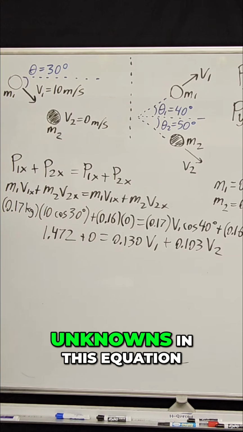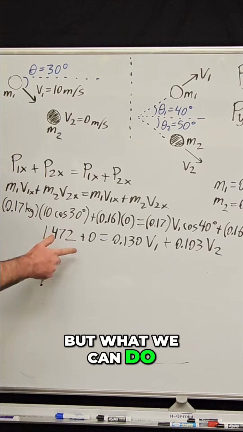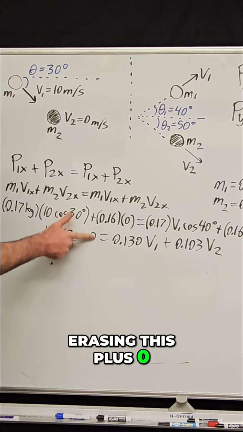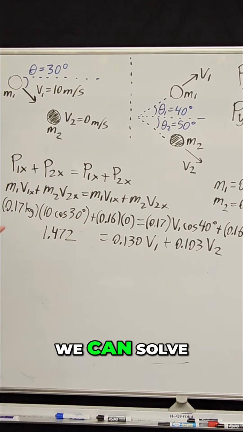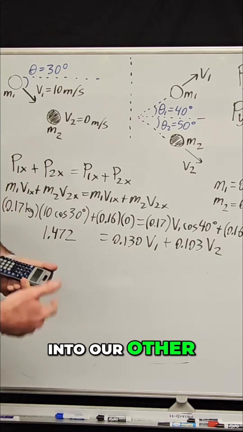We have 2 unknowns in this equation, so we're not going to be able to solve it. But what we can do, let's start by erasing this plus 0. That doesn't really change anything. We can solve for v1 in terms of v2 and then substitute that into our other equation later.